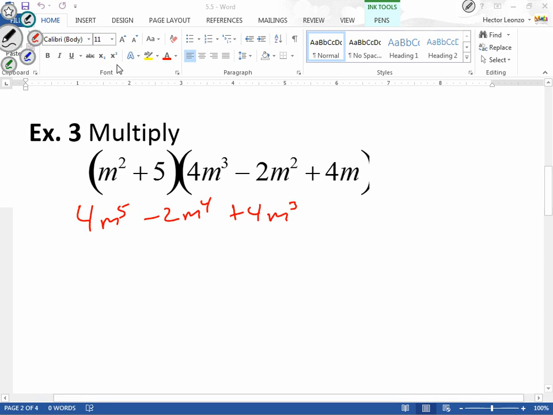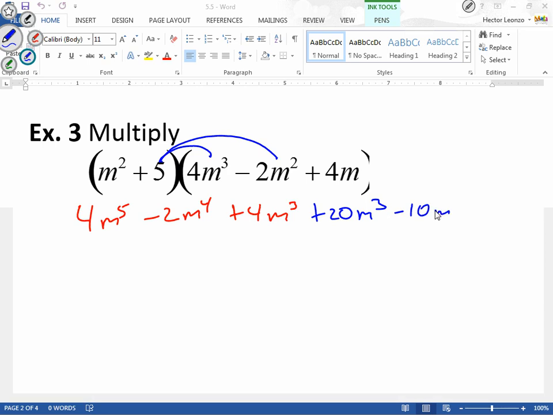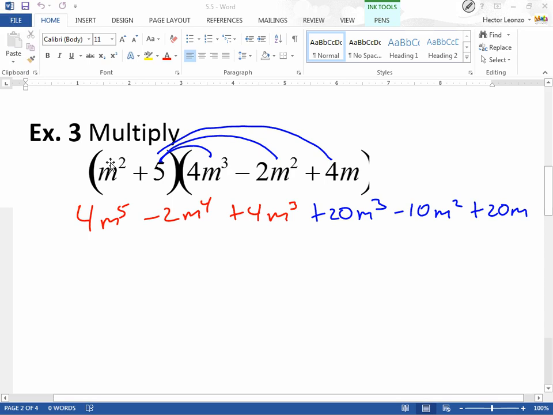Now, let me distribute the 5. Remember, first I distribute the first term, then I distribute the second term. 5 times 4 should give me 20m to the 3rd. Then 5 times -2 should give me -10m to the 2nd. And lastly, 5 times 4m should give me +20m. So first do all your multiplication. If I had a third term by any chance, distribute that term to every term on the second parentheses. Now combine the like terms.